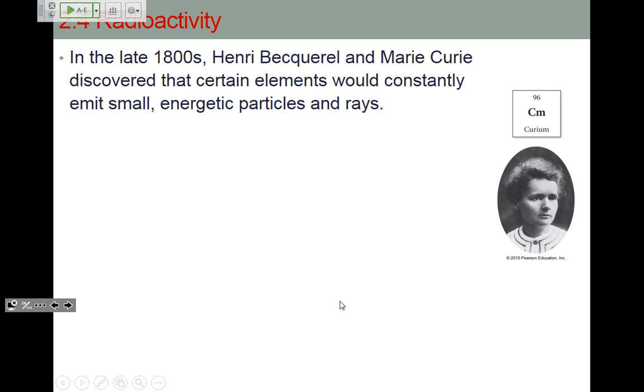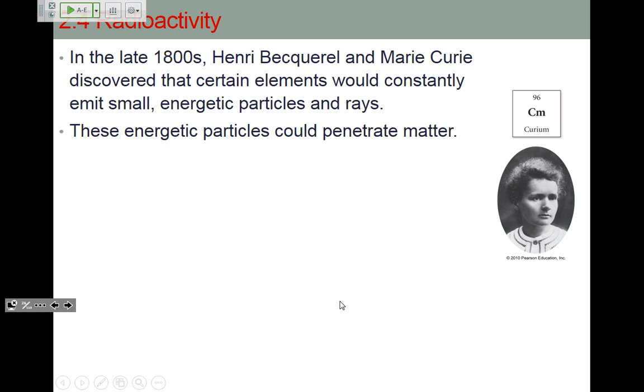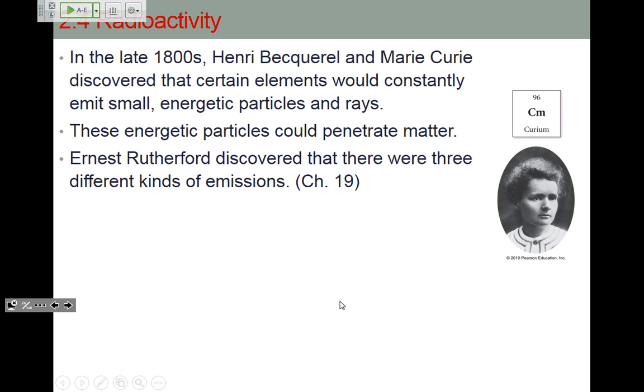So in the 1800s, Becquerel and Marie Curie discovered that certain elements would emit small energetic particles and rays, and these particles could penetrate matter, and that's the important thing for the next part of the experiment we're going to talk about. It was discovered that there are 3 different kinds of emissions, and you can get into that in chapter 19. If you're interested, you can read ahead, but I won't really be testing you on this. It's just to understand the experiment that we're talking about today.